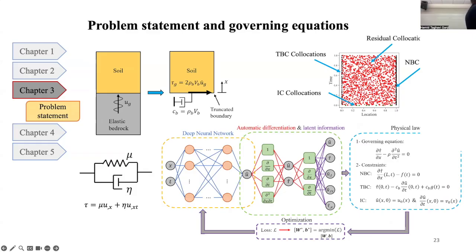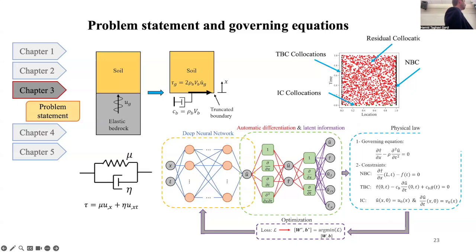We can generate a bunch of collocation points for our space and time within the domain and also our boundary conditions. Then we can feed the information of these collocation points as the input to our deep neural network and get some output. Then we can use automatic differentiation to compute the derivative of this output with respect to the inputs we have, and we can compute the latent information. These latent information are velocity, acceleration, and stresses.